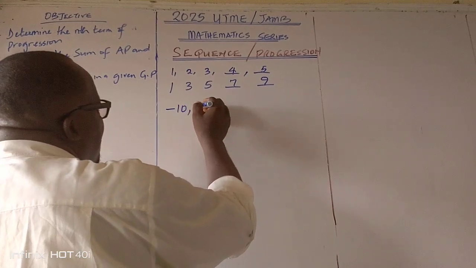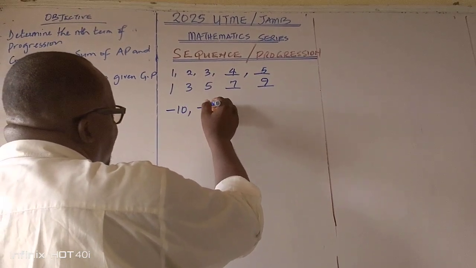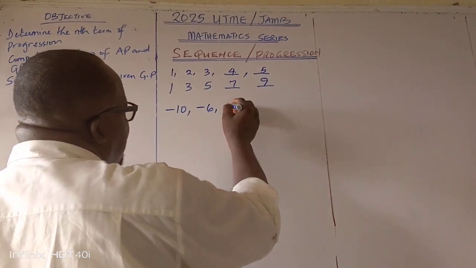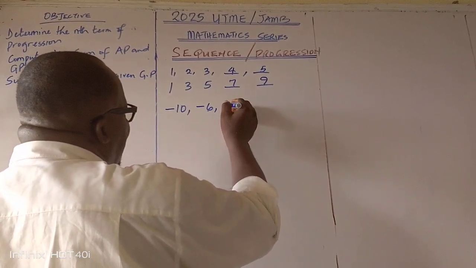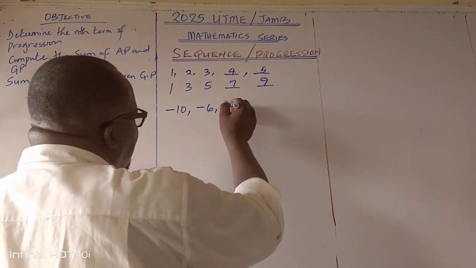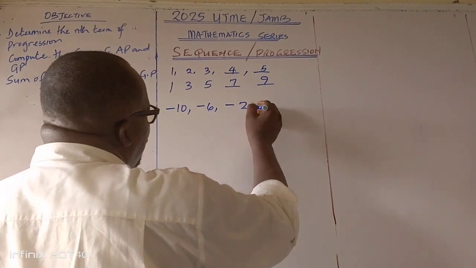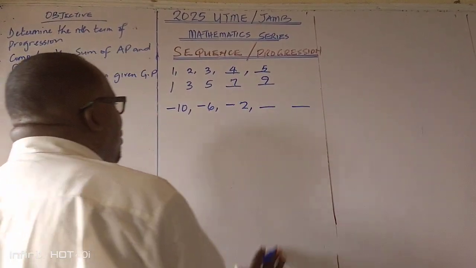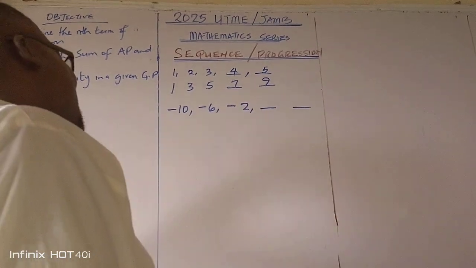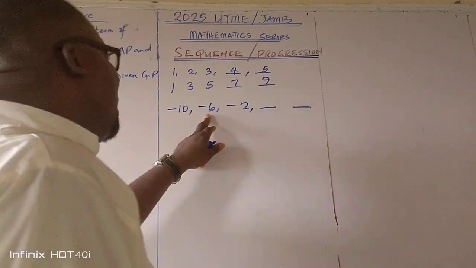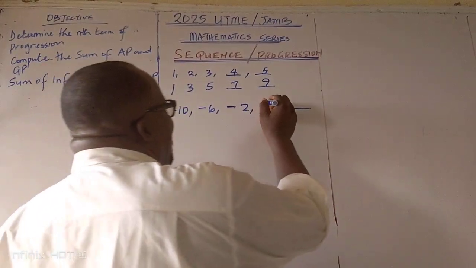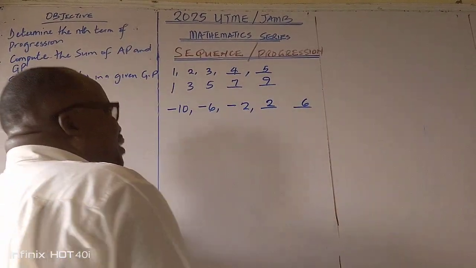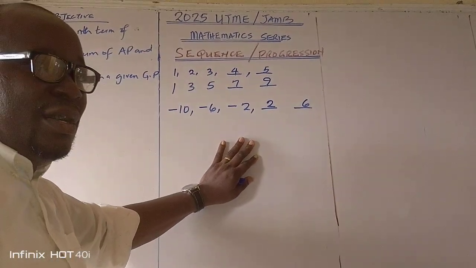I could have a sequence -10, -6, -2, and I put dash dash. What it is that they've been adding 4 to this. So if I add 4 here, I will have 2. If I add another 4, I will have 6. That is the sequence.